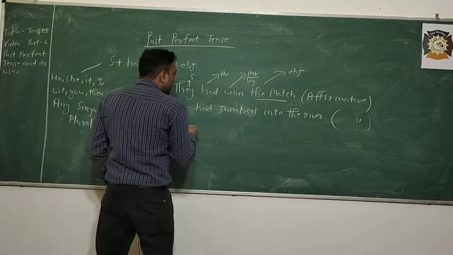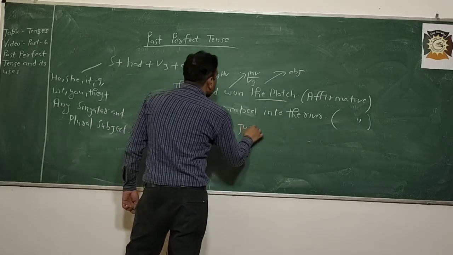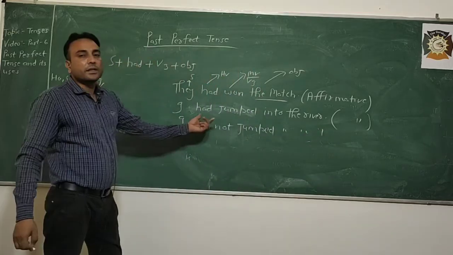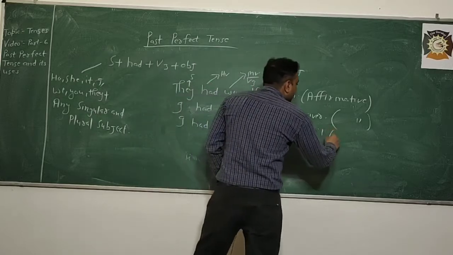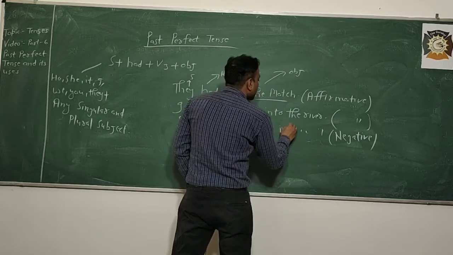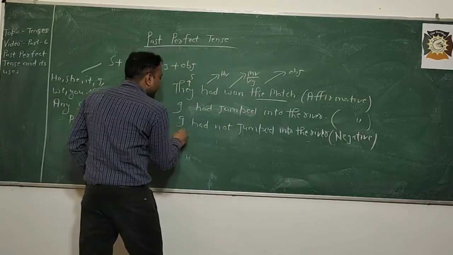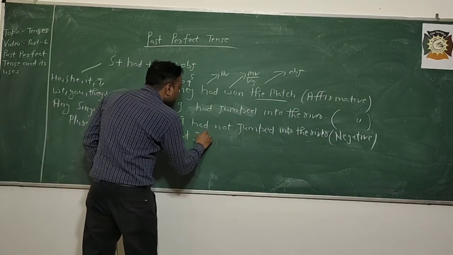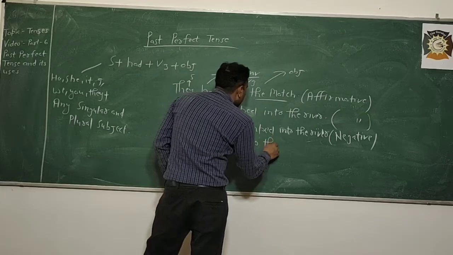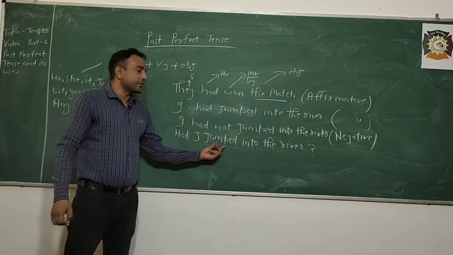And how to make the negative and interrogative sentences? I had not jumped into the river. This is a negative sentence. And interrogative: had I jumped into the river? Question mark. Had I jumped into the river?